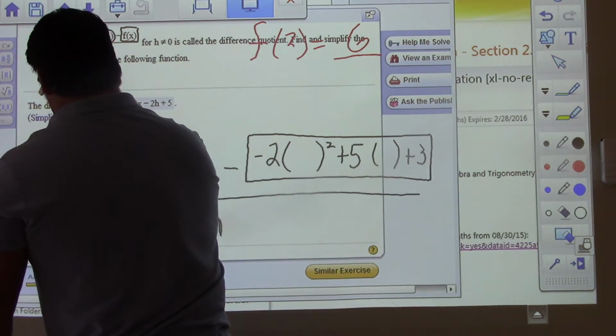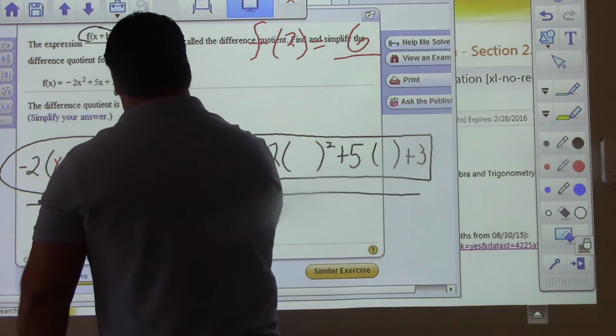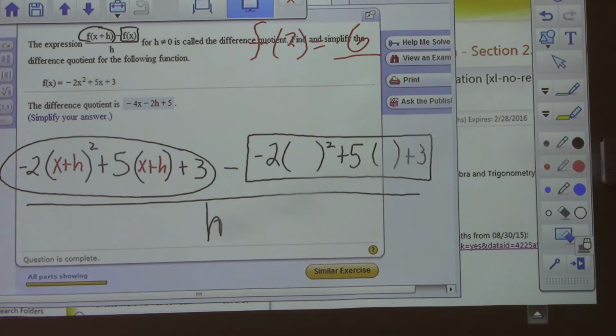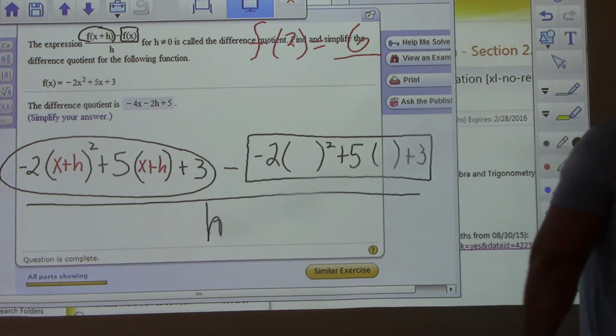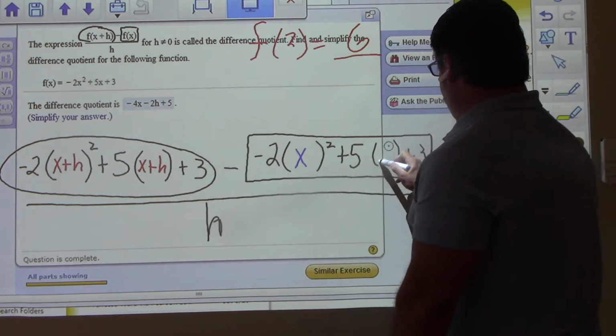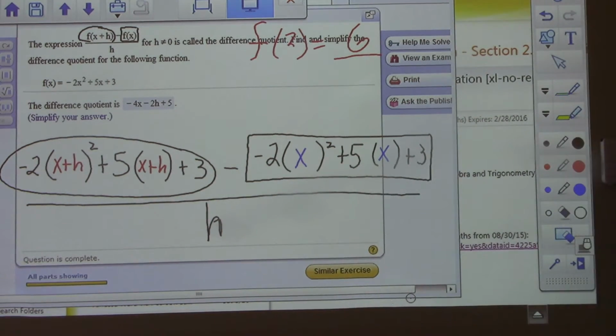Don't go dumb on me now. Whatever's in those parentheses, you plug in. Period. f of x, f of 2, f of square, f of star plus square, f of x plus h. Whatever is in those parentheses, you plug in. Now what are you going to plug into this one? x. All right, now simplify it.